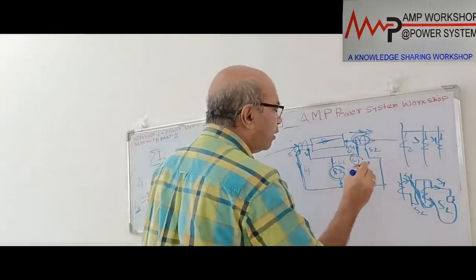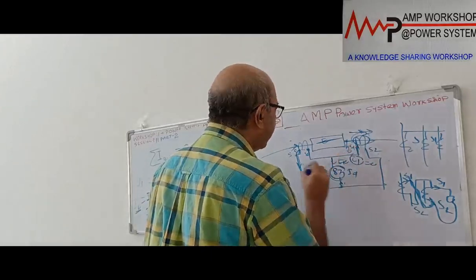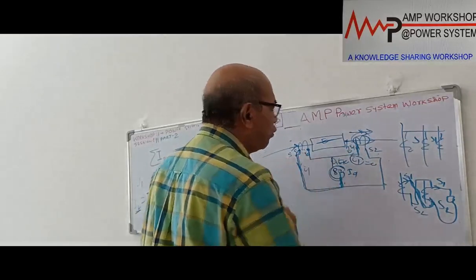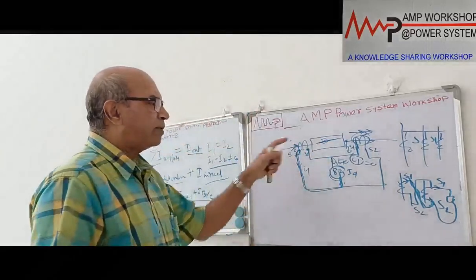So this I1 equals 0. That means there is no current over here. Only this current will go through the relay and it will operate. So this is the basic principle of circulating current.